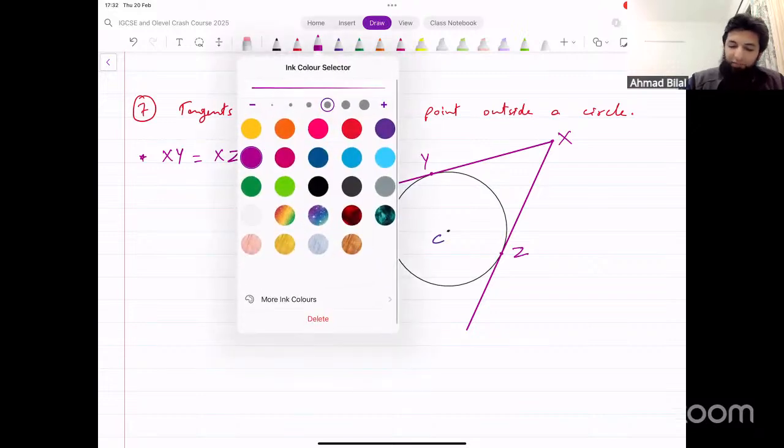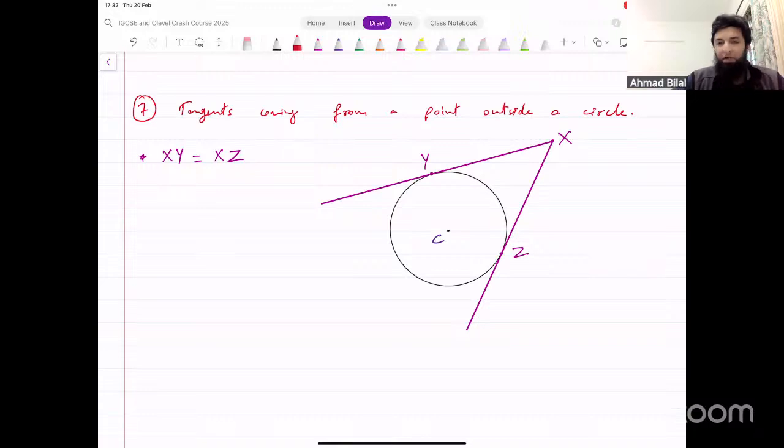Whenever you have a figure with two tangents like this, what you would always do is join these points with the center of the circle as well. So you'll join those points like this with the center on this side, and similarly here on this side. You will join Y and Z with the center of the circle. Now, when you do that, what are these two sides? These are both radii. This is R, this is R. These two sides are equal to each other.